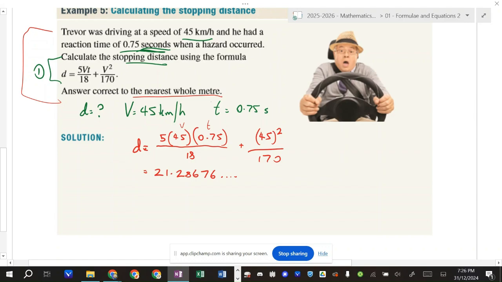Now, we actually don't want that, because the question did ask us to do it to the nearest whole meter, which I've underlined on there. So we're going to round that to the nearest whole meter, which will be 21, because the 0.2 will round down. But because it is a worded question, it is best if we give it a worded answer. So we're just going to finish off by going: stopping distance is 21 meters. And we're done.